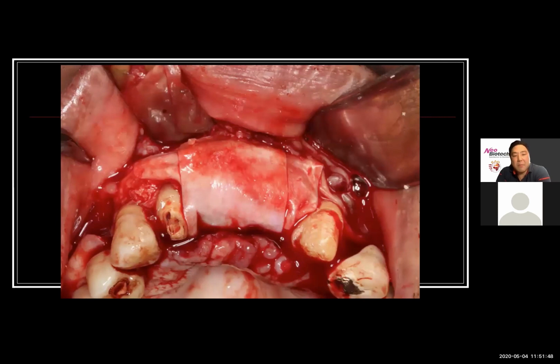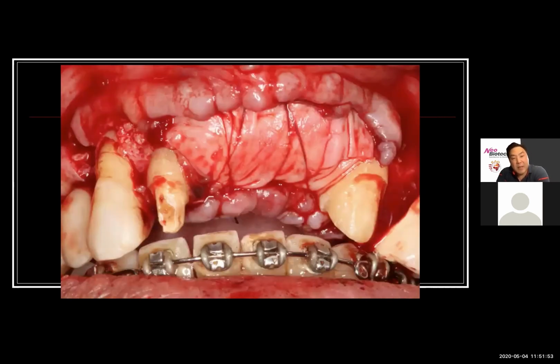So here's the collagen membrane laid over the PRF. Then the challenging part of this is going to be getting primary closure. So I have some deep periosteal membrane tacking sutures that are going to hold the membrane in place. And then I'm looking to get primary closure of my flap. So that's going to be one of the more challenging things that we can do with this procedure.